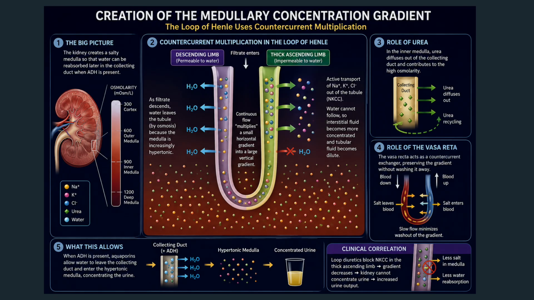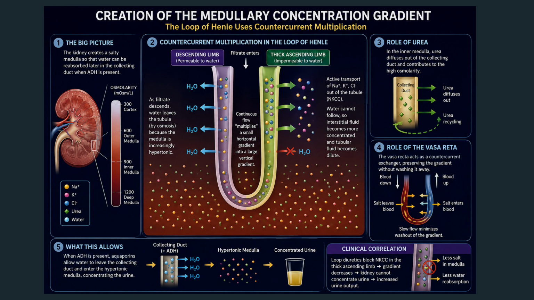Let's see an explanation of how this medullary concentration gradient is formed, and hopefully you can see why it's so important to the conservation of water. Imagine you are a tiny drop of filtrate entering into the loop of Henle. At this point, the filtrate is roughly the same concentration as plasma, about 300 milliosmoles per liter. Now the kidney faces a challenge.